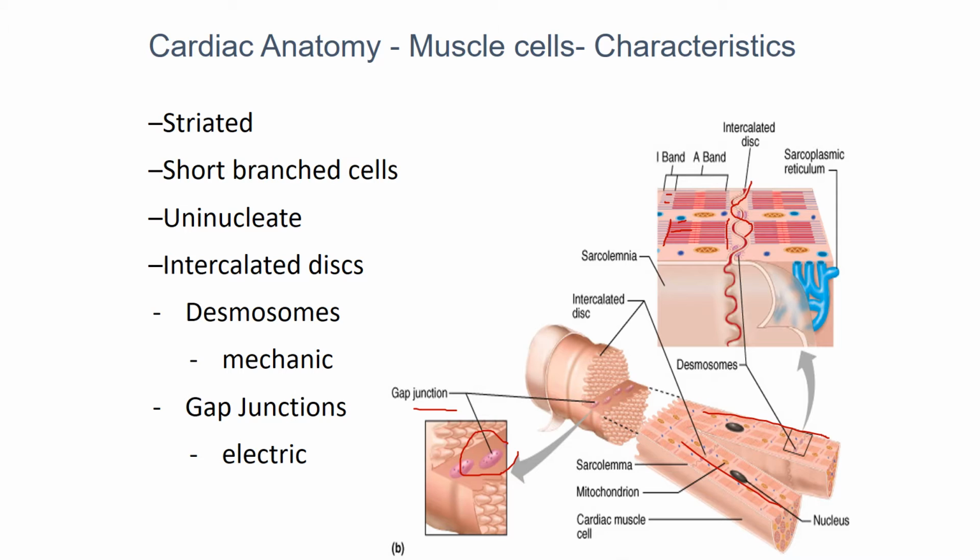And just like with skeletal muscle, we have the sarcoplasmic reticulum that stores excess calcium, because calcium is going to be very important for the electrical activity of the heart and is going to be a predominant ion in terms of depolarization.